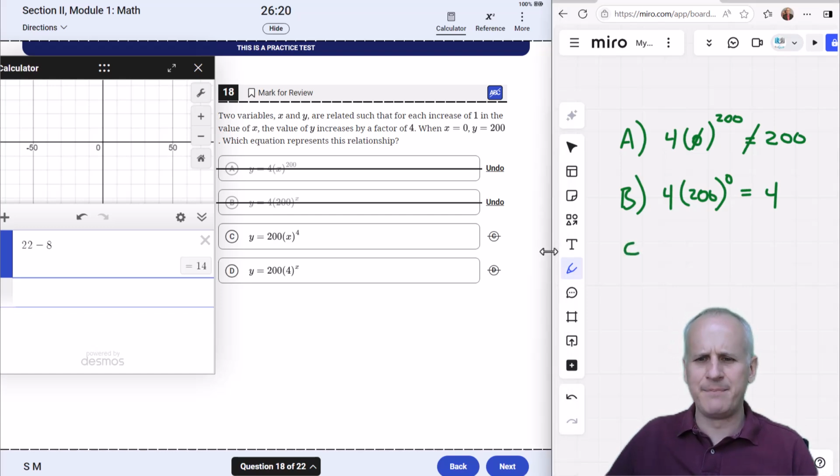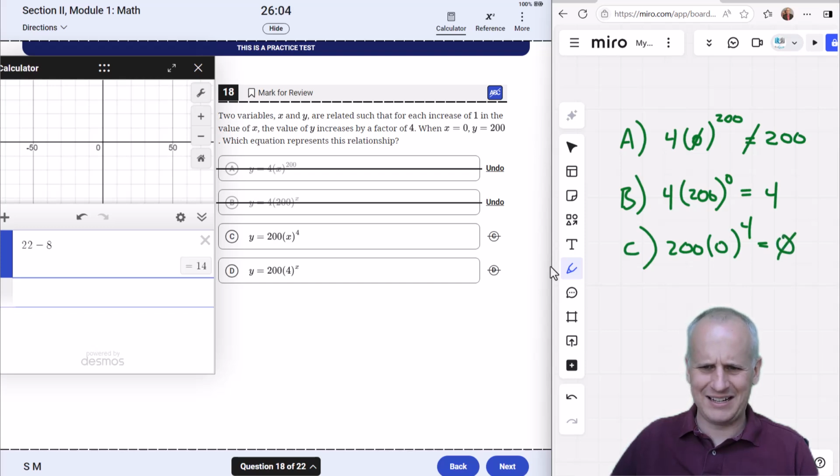Next, we've got choice C, where we've got 200 again times 0, and that's going to be raised to the 4th power. Well, now we've got 0 to the 4th. 0 to any power is going to remain 0, so this is going to go back to 0. That's not what we want, so we can eliminate choice C.